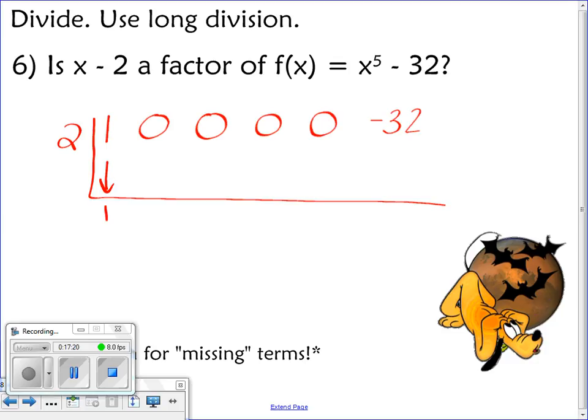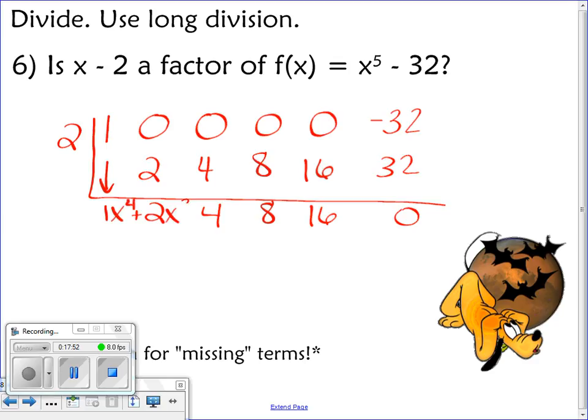How much faster it is. 2 times 1. 0 plus 2. 2 times 2. 0 plus 4. 2 times 4. 0 plus 8. 2 times 8. 0 plus 16. 2 times 16. Negative 32 plus 32. 0. So this one started x to the 5th, so I start x to the 4th. So 1x to the 4th plus 2x cubed plus 4x squared plus 8x plus 16 and no remainder. It was a factor. Look how much faster that was.